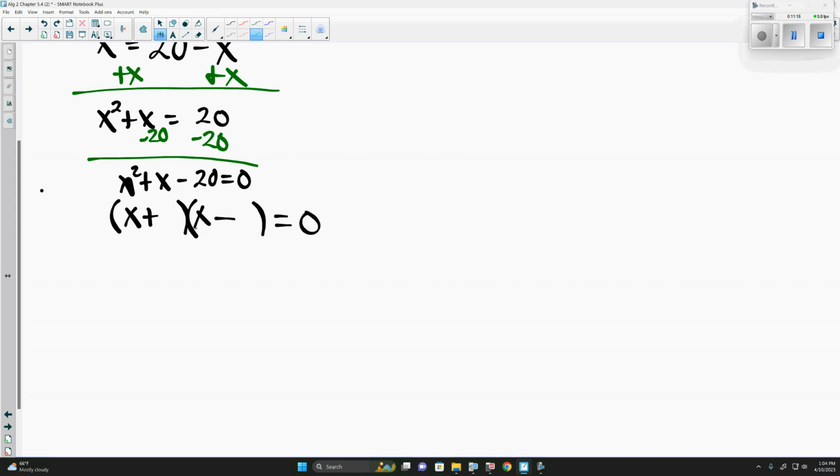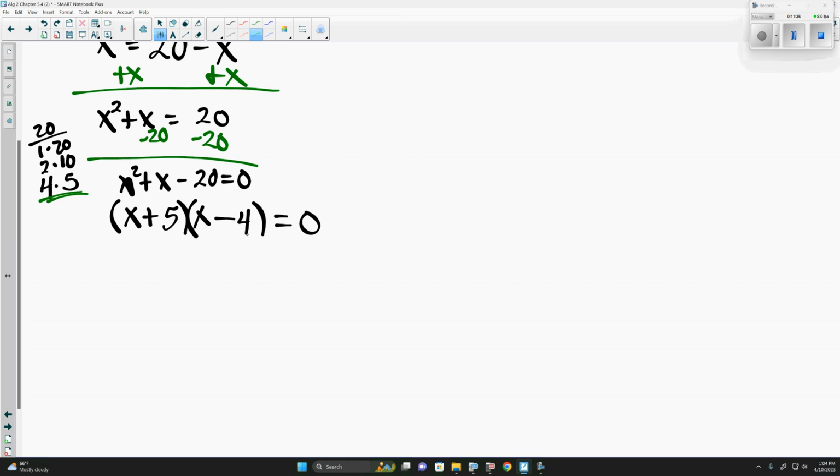x and x, plus and minus. So the factors of 20: 1 and 20, 2 and 10, 4 and 5. 4 and 5, yes, that's the one.